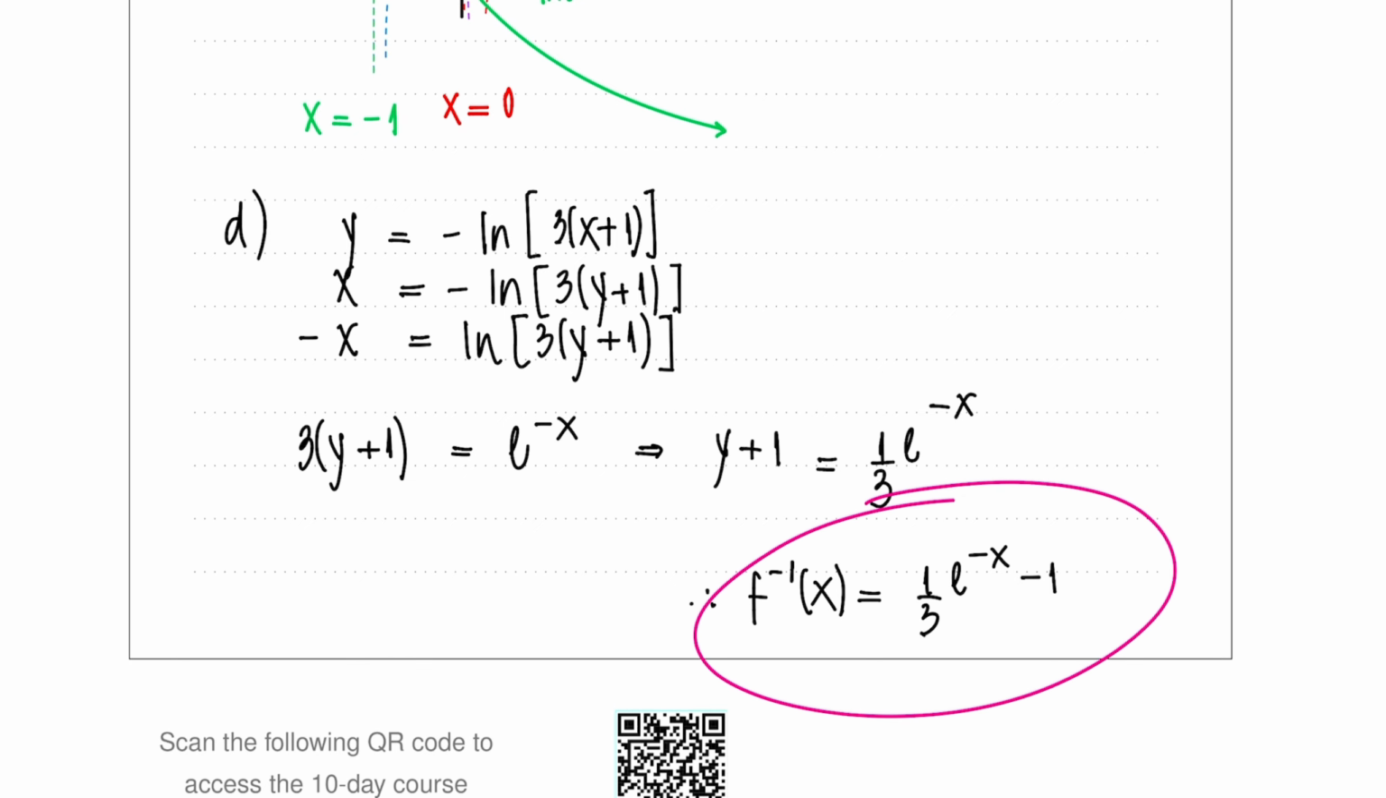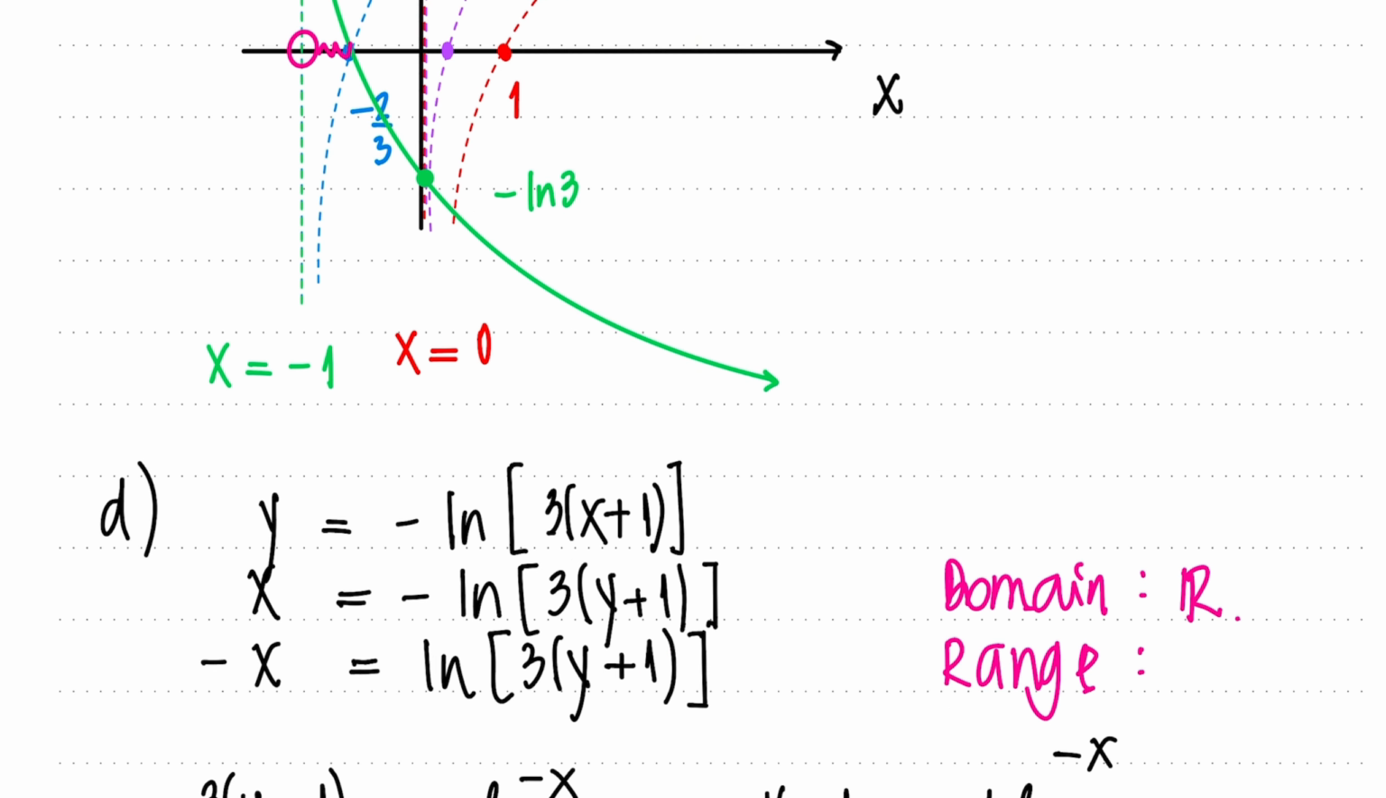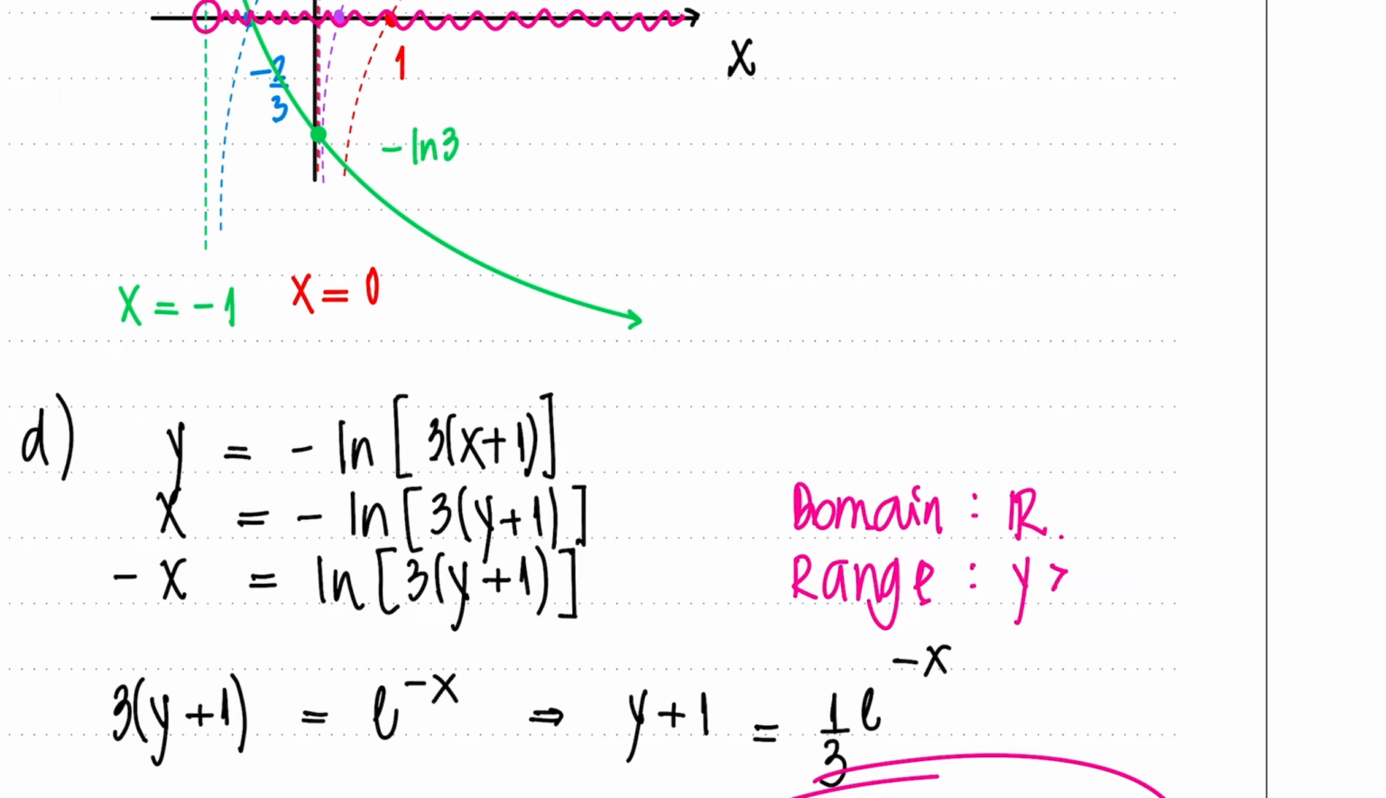And what is the domain of this inverse function? Well, it's the same as the range of the original. The range of the original is all real numbers, but we can see that for the domain of this function, there's no restriction here, so it's all real numbers. However, the range of the inverse, which is the domain of the original, goes from -1 to positive infinity. Therefore, y has to be greater than -1.